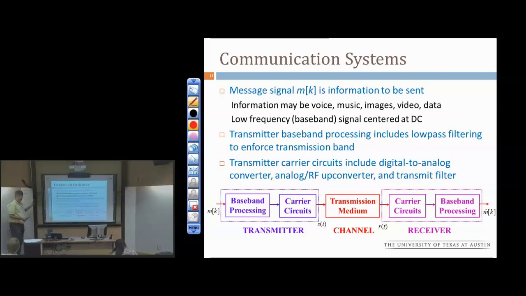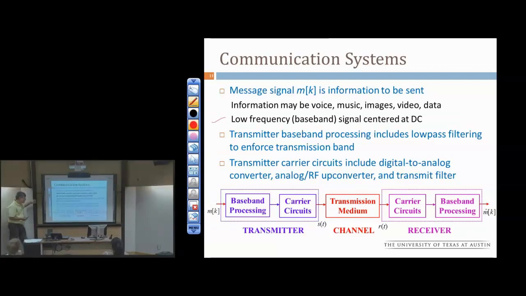All right, so let's go into communication systems and knock this out. So for communication systems, we had a message that we want to send. Information could be voice, music, image, video, data. The information is low-frequency information, the content centered at DC. On the transmitter side, we'll have baseband processing to enforce ultimately what frequencies we're going to use for transmission. And so we start back at baseband by low-pass filtering to start enforcing the transmission band.